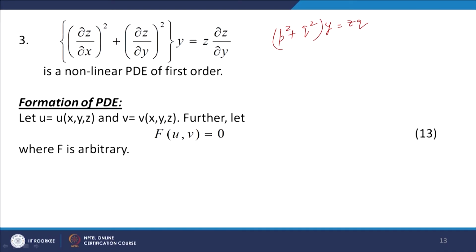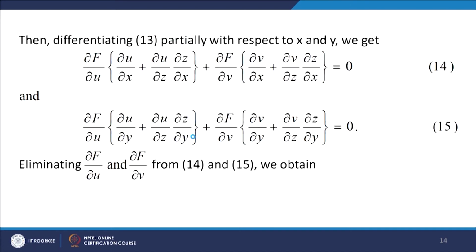Now let us see how the partial differential equations are formed. So let u be a function of x, y, z, v be a function of x, y, z, and further assume that f(u, v) is equal to 0, that is there is a relation between u and v which is given by the function f. So f(u, v) equal to 0 and f is arbitrary.